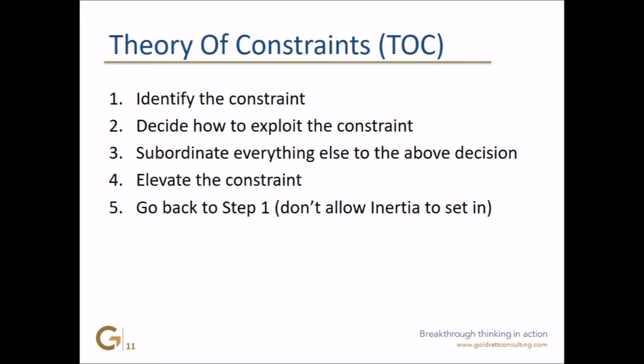These are the 5 steps of TOC, theory of constraints, that you can continue to do. You can identify the constraint, you can decide how to exploit the constraint, you can subordinate everything else to the above decision, which is what decisions did you make on constraints, elevate the constraint, and then go back to one. You can keep doing it to take the company to higher and higher performance levels, whatever the goals are.